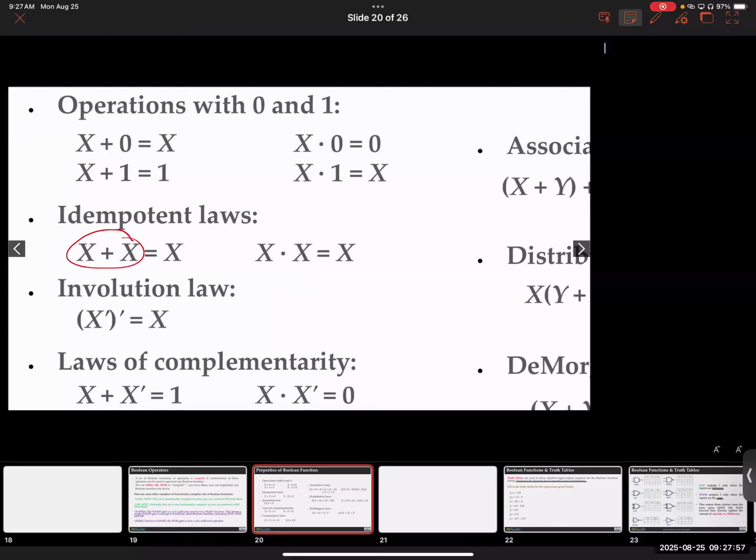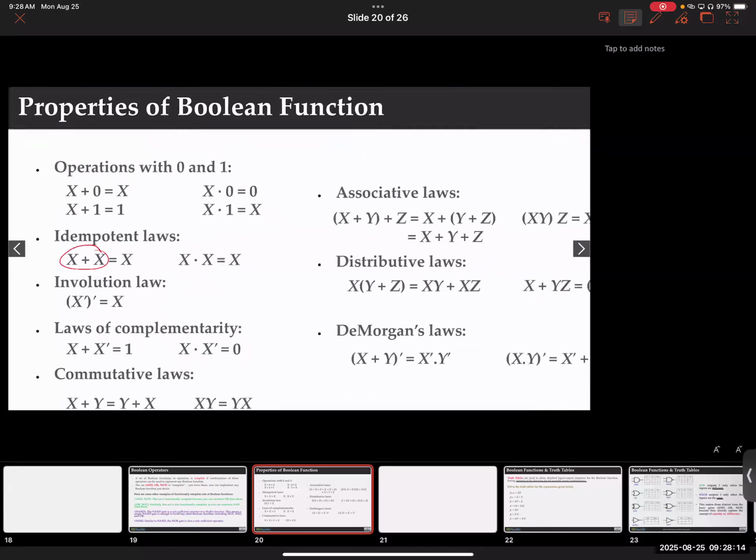And you will see, hopefully today, if not today, then in the next class, how that translates to the overall circuit design. Simplification of a Boolean function directly leads to reducing the circuit footprint, the size of the circuit. Okay, all right.